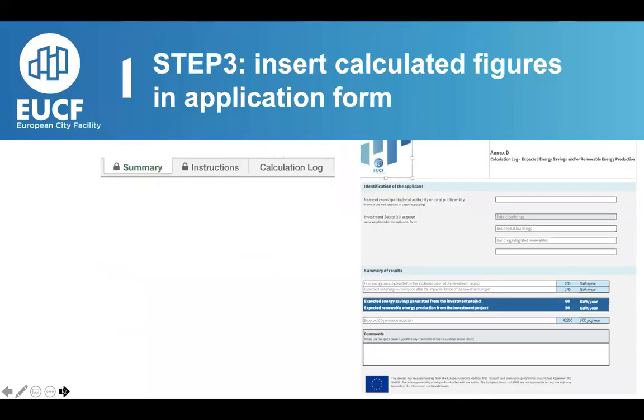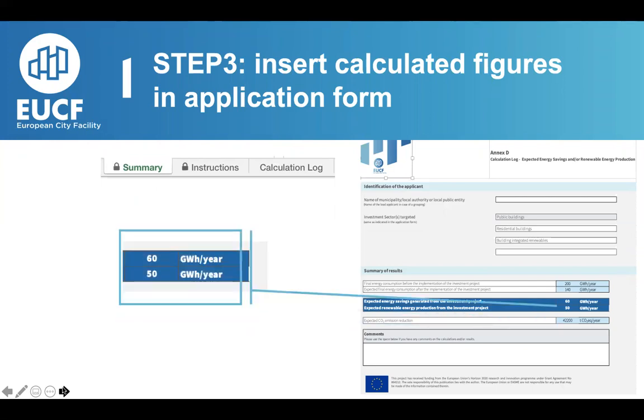To end up, you can find the final figures resulting from the calculation of the energy savings, renewable energy production, and CO2 emission reduction in the summary sheet. Make sure to insert the numbers of the dark blue fields in the EUCF application form.